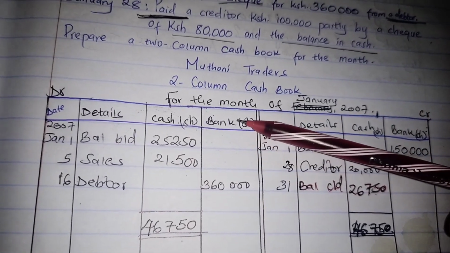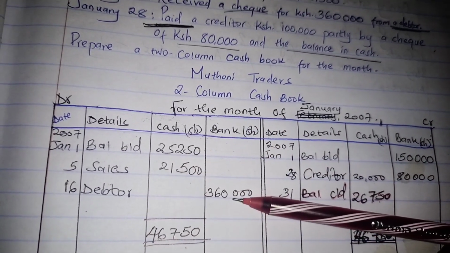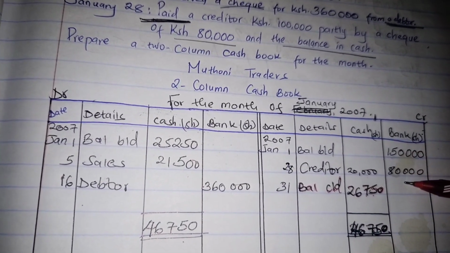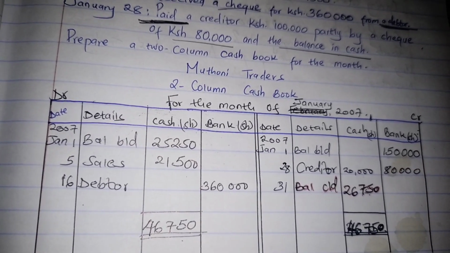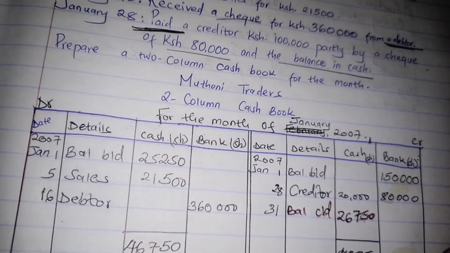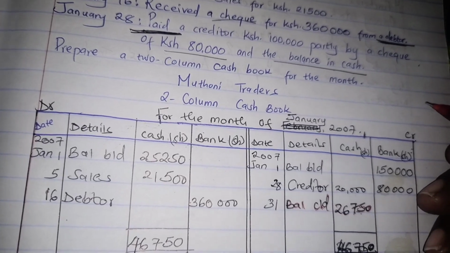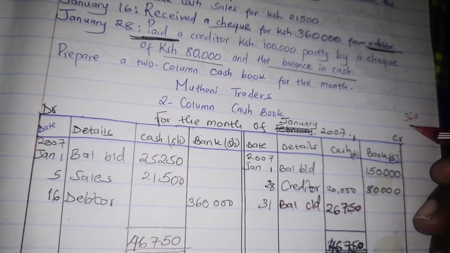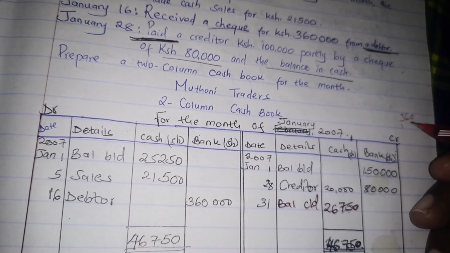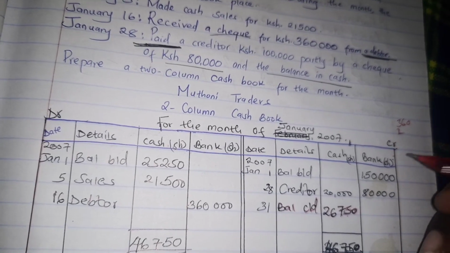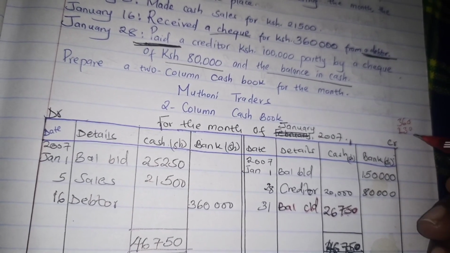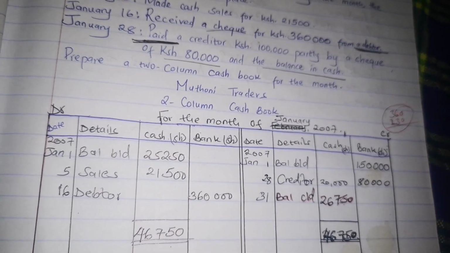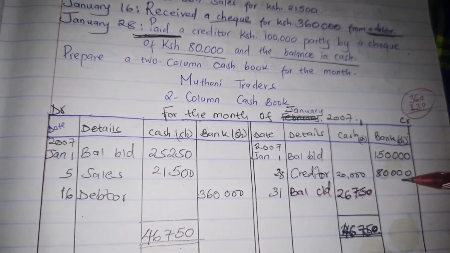Then you move on to the bank column. On the debit side, the total is 360,000. Credit side, we have 150 plus 80. That gives us 230,000. Therefore, we need to subtract 230 from 360 so that we get our balancing figure for the bank column.